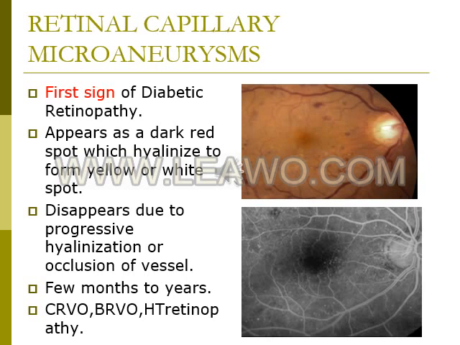One of them is retinal capillary microaneurysms. They are the first sign of diabetic retinopathy, appear as a dark red spot which hyalinizes to form a yellow or white spot. They disappear due to progressive hyalinization or occlusion of the vessel and take a few months to years. They are seen in central retinal vein occlusion, branch retinal vein occlusion, and hypertensive retinopathy apart from diabetic retinopathy.